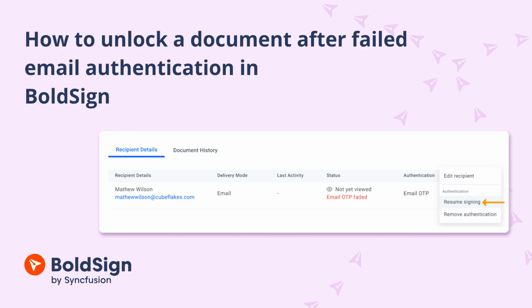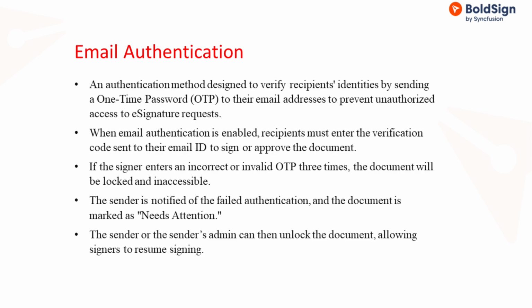In this video, you will learn how to unlock a document after a failed authentication in BoldSign. In BoldSign, email authentication is a method designed to verify recipients' identities by sending a one-time password, OTP, to their authorized email address. This process helps prevent unauthorized access to e-signature requests.